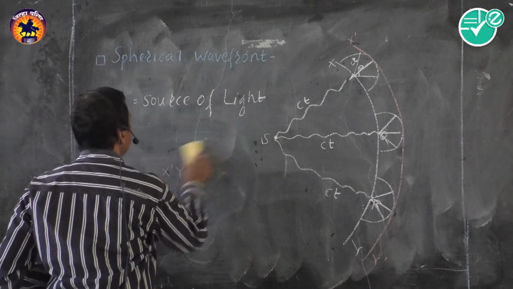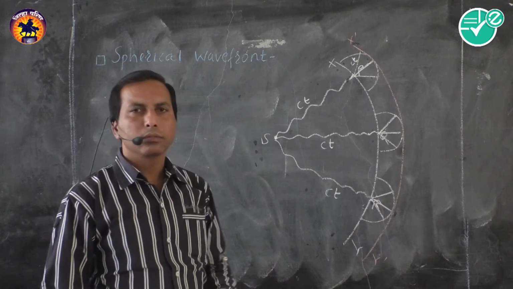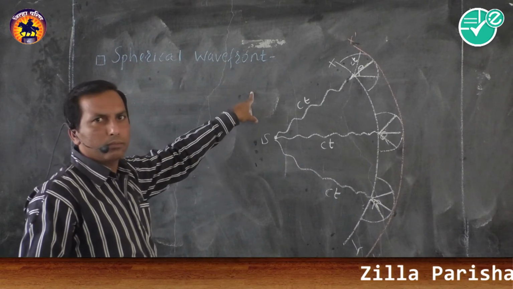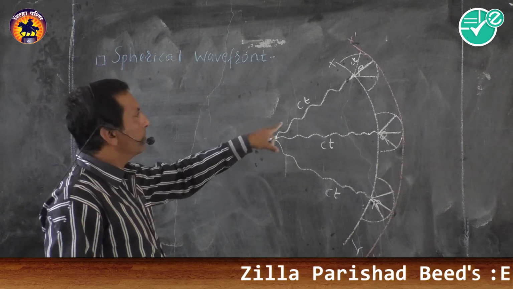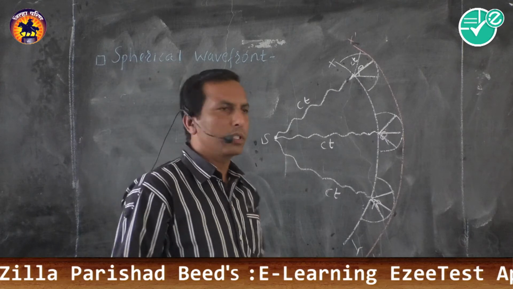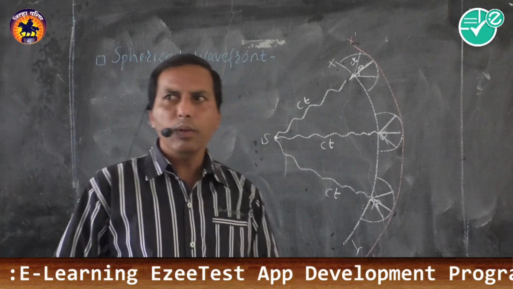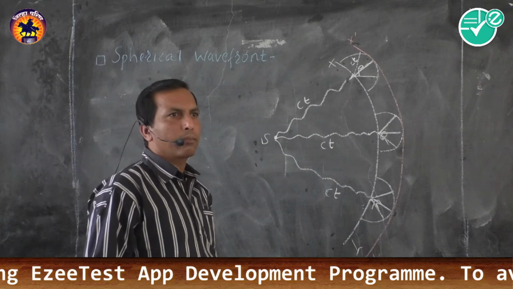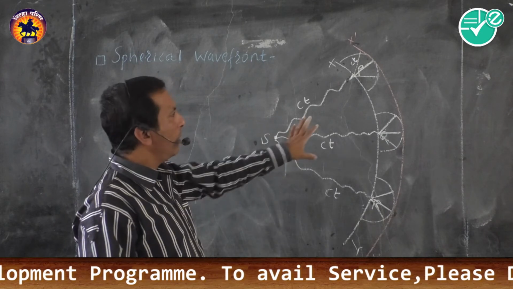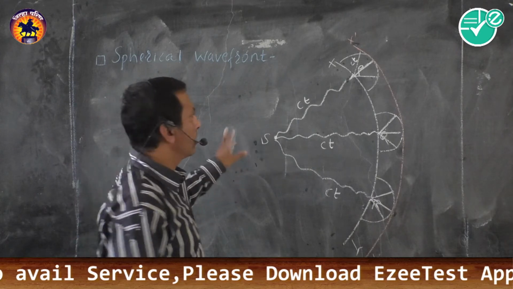Suppose a small part is taken from the spherical wavefront, then it would be a plane wavefront. We have learned that a small part of a circumference is a straight line. Similarly, a small part of a sphere is a plane wavefront.